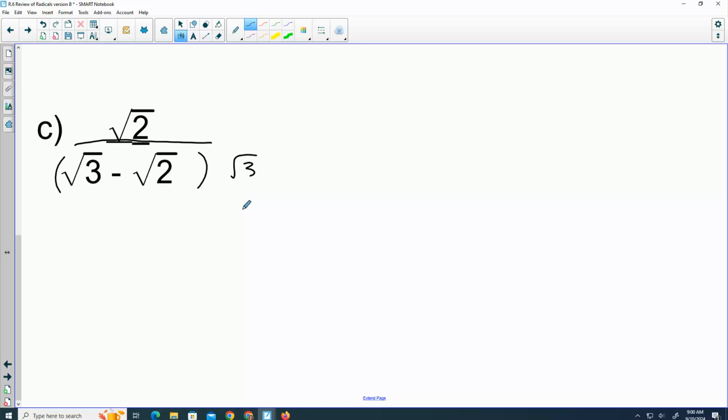If I multiplied by square root of 3 minus square root of 2, what would we have to do on the bottom? We'd have to FOIL. So if I did that, square root of 3 times the square root of 3 is the square root of 9, minus square root of 6, minus square root of 6, minus the square root of 4. I got rid of some of them, but it didn't get rid of all my radicals. So how do I fix that?